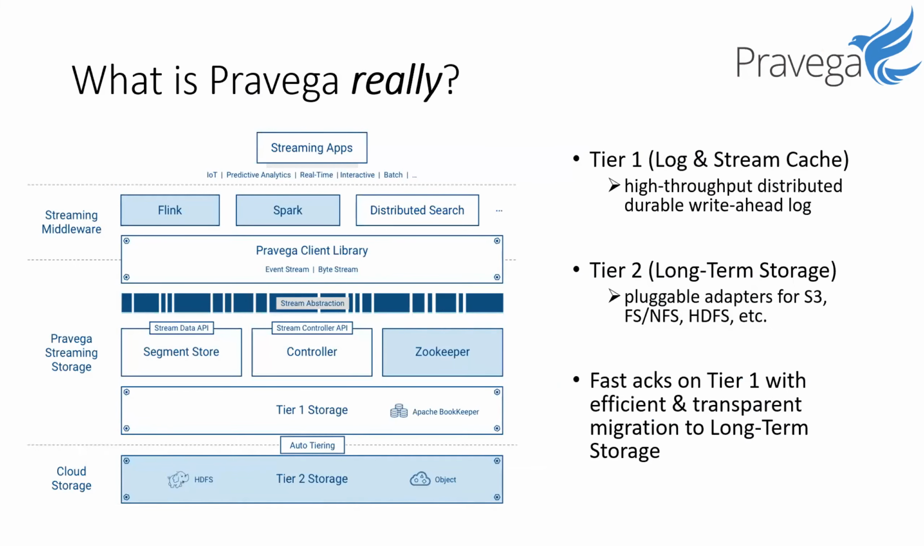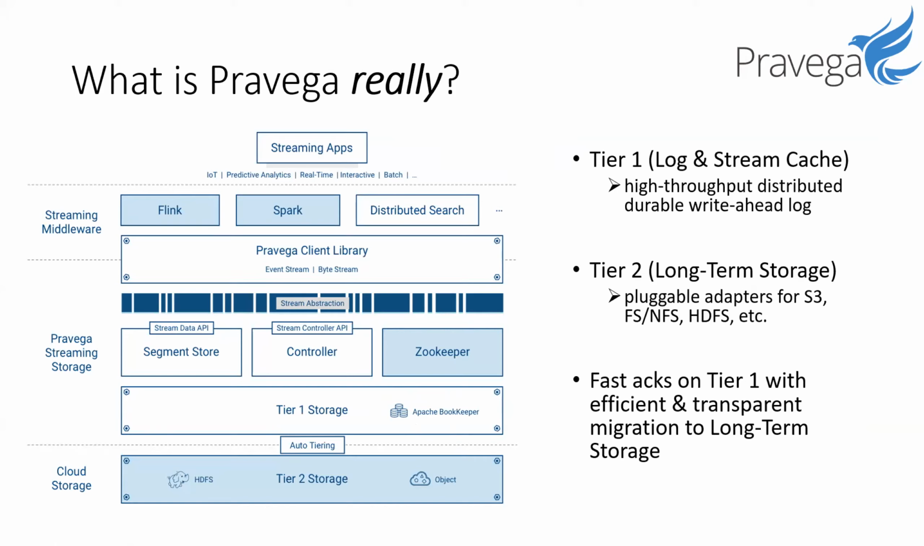So what is Pravega really? This is maybe a more detailed look at under the covers. It's a tier 1 persistent log and stream cache. So this is down here, tier 1 storage, Apache Bookkeeper. We use Bookkeeper as a high throughput, distributed, durable write-ahead log. Now this write-ahead log, much like in typical journaled file systems, the log is used for recovery. So in this tier 1 storage, the data lives in memory and it's acknowledged to the write-ahead log. And then should we lose this segment store that's holding this data in memory, the write-ahead log will be used to recover the state of the segment store.